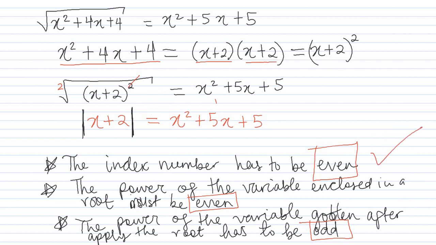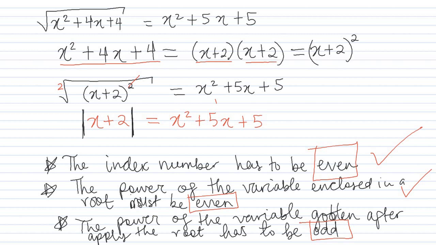So we're getting there. The power of the variable enclosed in the root is 2, because we have x plus 2 raised to the power of 2, and x actually has the power of 2, like x squared. So this works. The power of the variable gotten after applying the root has to be odd.